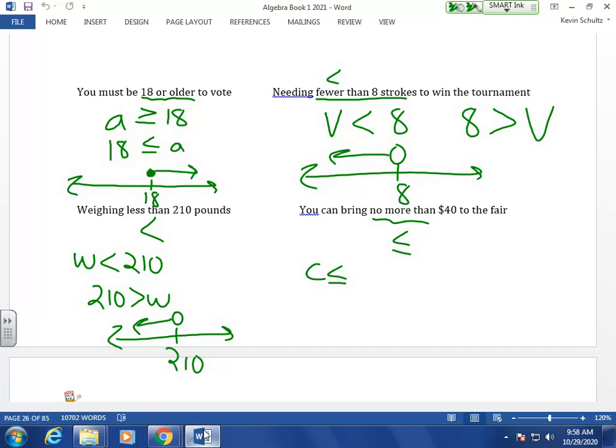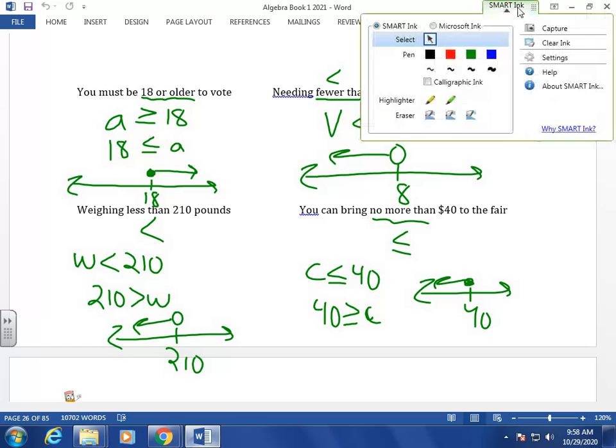C is less than or equal to 40, or 40 is greater than or equal to C. The graph in either case, closed circle at 40, going to the left. Okay? Questions on any of those? All right, next page, where you talk about some temperatures.